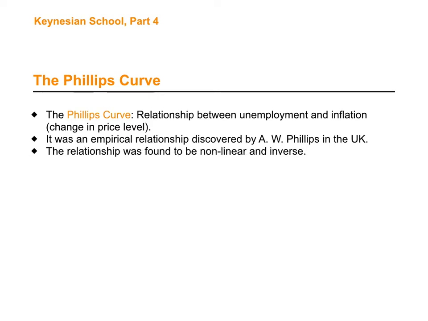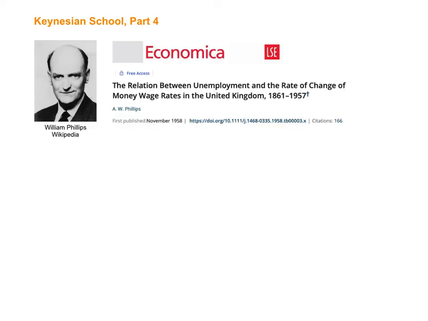So the relationship was found to be nonlinear and inverse, meaning that when there was a percentage increase in money wages, there was a reduction in unemployment, and vice versa. When there was a reduction in the percentage of money wages, there is going to be an increase in unemployment. So he used money wages as a proxy for inflation, and then he used unemployment in the UK.